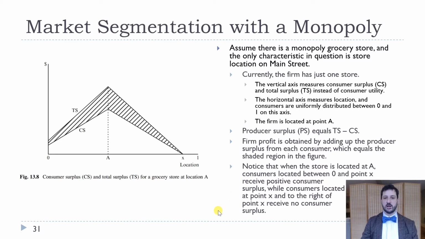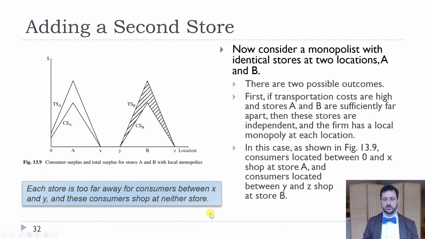Now the question is, if I'm going to offer more than one location, and this can be actual locations, like grocery stores or gas stations or whatever, or it could be more than one product appealing to different parts of the market, where should I position them? Here we see there's a couple of possible outcomes from having two.